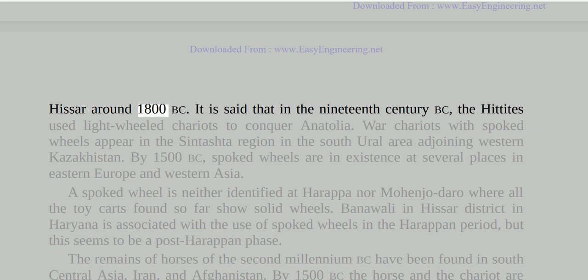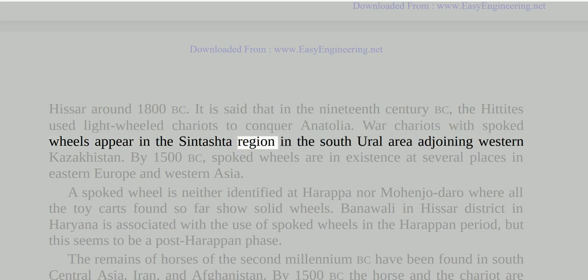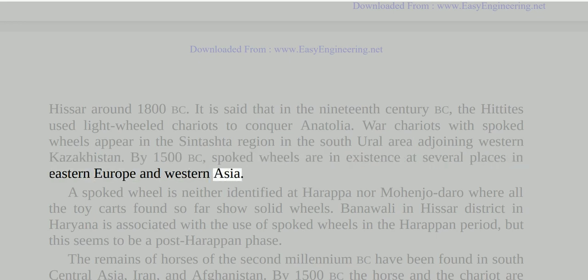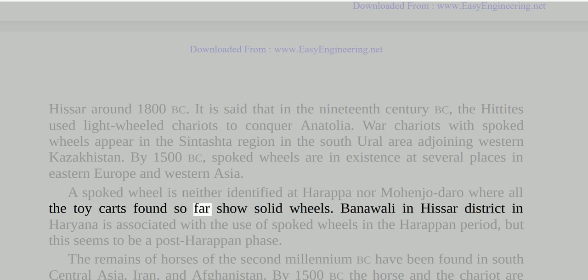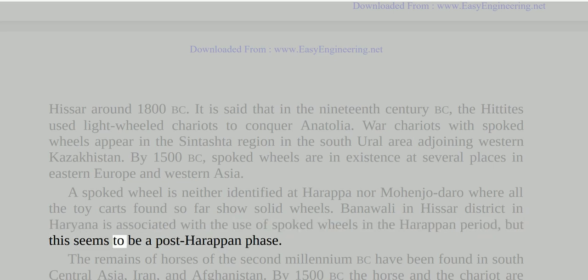Hisar around 1800 BC. It is said that in the 19th century BC, the Hittites used light-wheeled chariots to conquer Anatolia. War chariots with spoked wheels appear in the Sintashta region in the South Ural area adjoining western Kazakhstan. By 1500 BC, spoked wheels are in existence at several places in Eastern Europe and Western Asia. A spoked wheel is neither identified at Harappa nor Mohenjo-daro, where all the toy carts found so far show solid wheels. Banwali in Hisar district in Haryana is associated with the use of spoked wheels in the Harappan period, but this seems to be a post-Harappan phase.